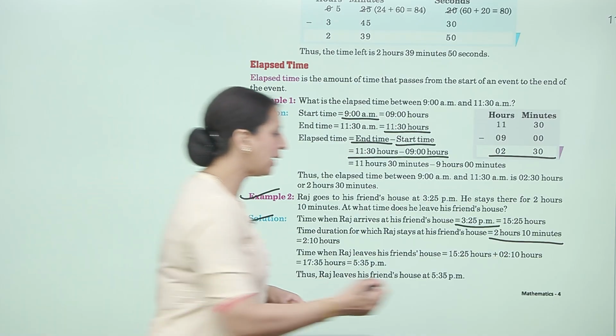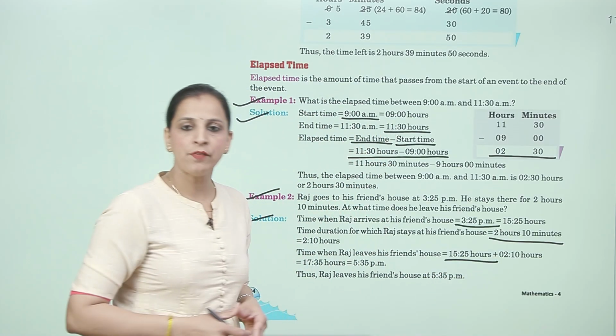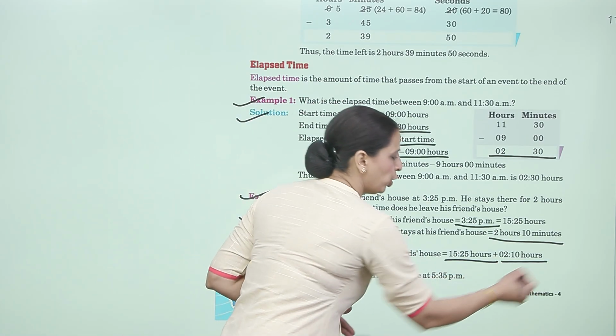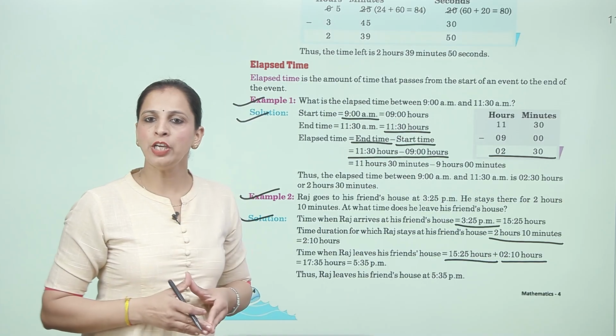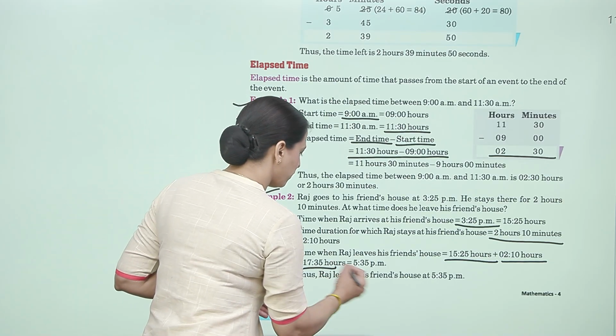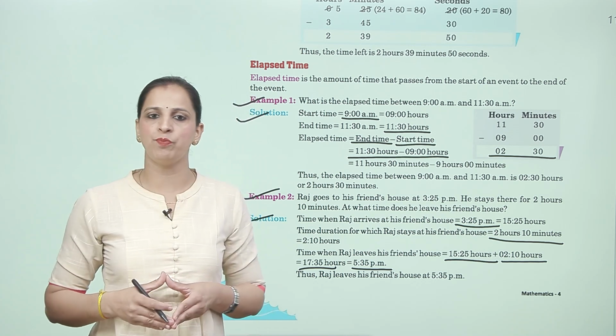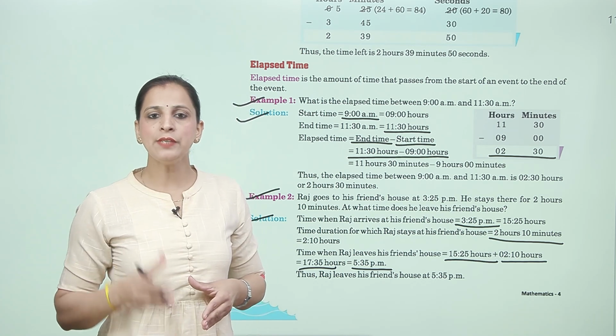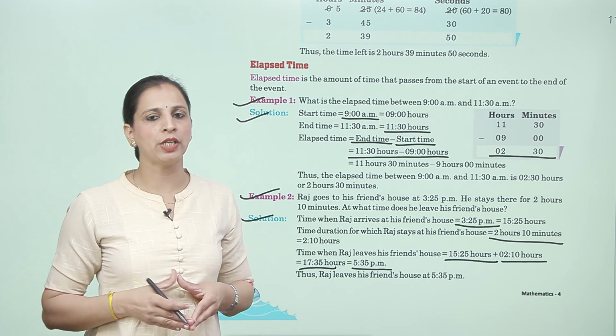Time when Raj leaves his friend's house. So we have to add the arrival time plus duration. That is 15:25 hours plus 2:10 hours. It becomes 17:35 hours, or you can say 5:35 pm. Thus, Raj leaves his friend's house at 5:35 pm.